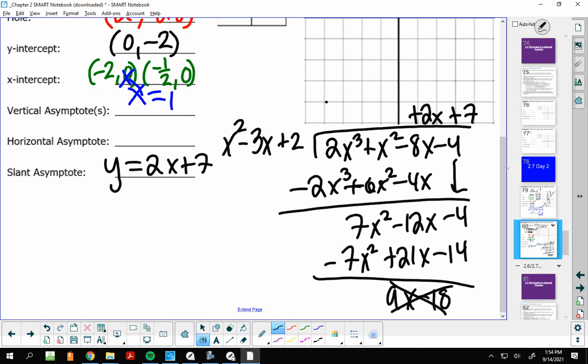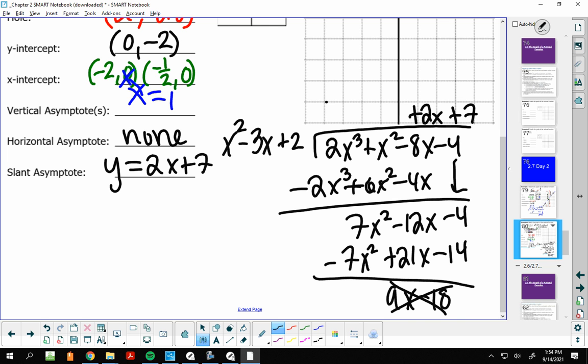Why did we have a slant asymptote to begin with? Because the degree in our numerator was exactly 1 greater than the degree in the denominator. If it's like x to the 4th over x squared, there's just no horizontal asymptote or slant asymptote. If it's higher, there's no asymptote. If it's exactly 1 higher, there's a slant asymptote. So again, because there's a slant asymptote, we can't have a horizontal asymptote.